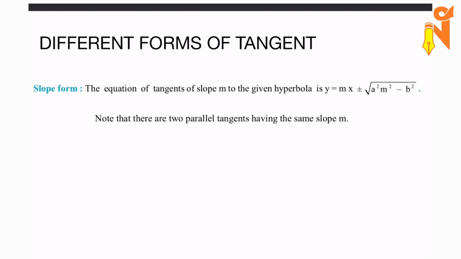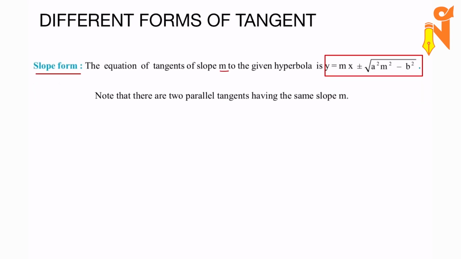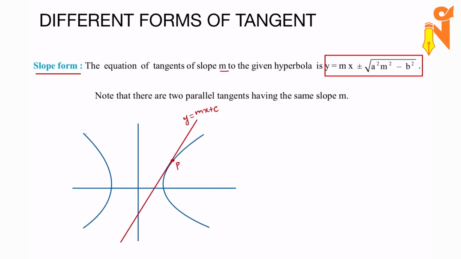Our next topic is different forms of tangent. In that, first form is slope form. So equation of the tangent to the slope m to the given hyperbola is this. The proof is same as the condition of tangency. So consider the hyperbola x square by a square minus y square by b square is equal to 1, and the line is y is equal to mx plus c.